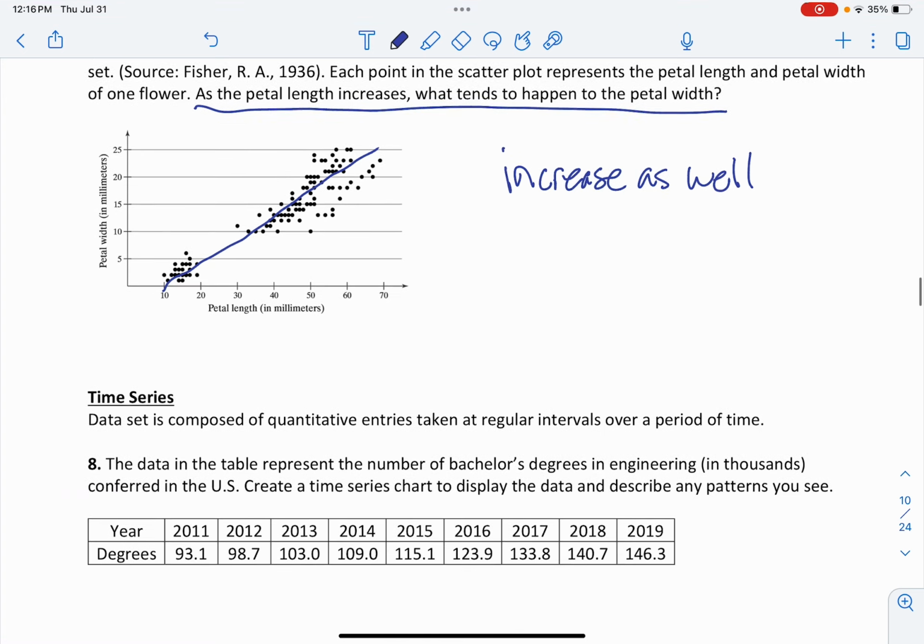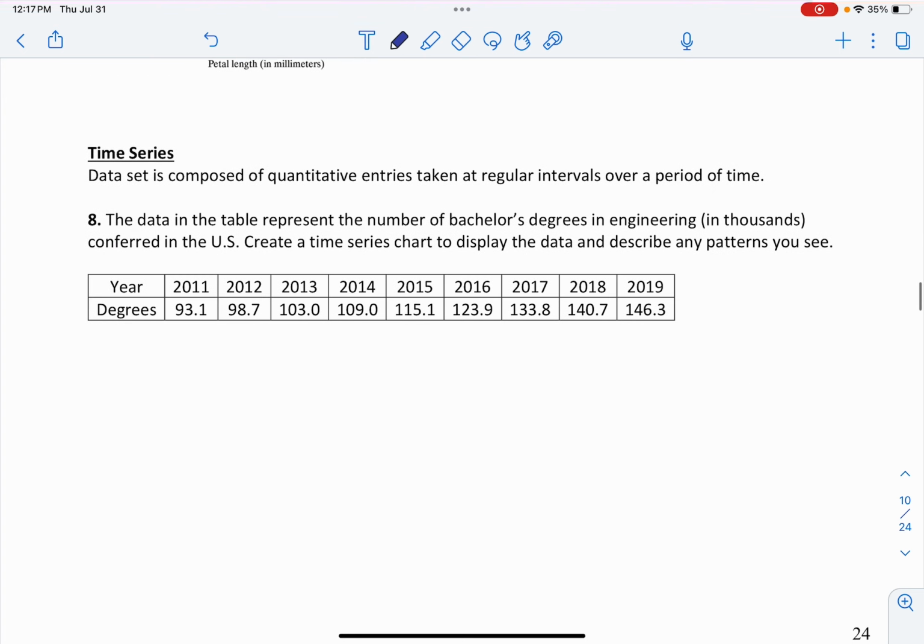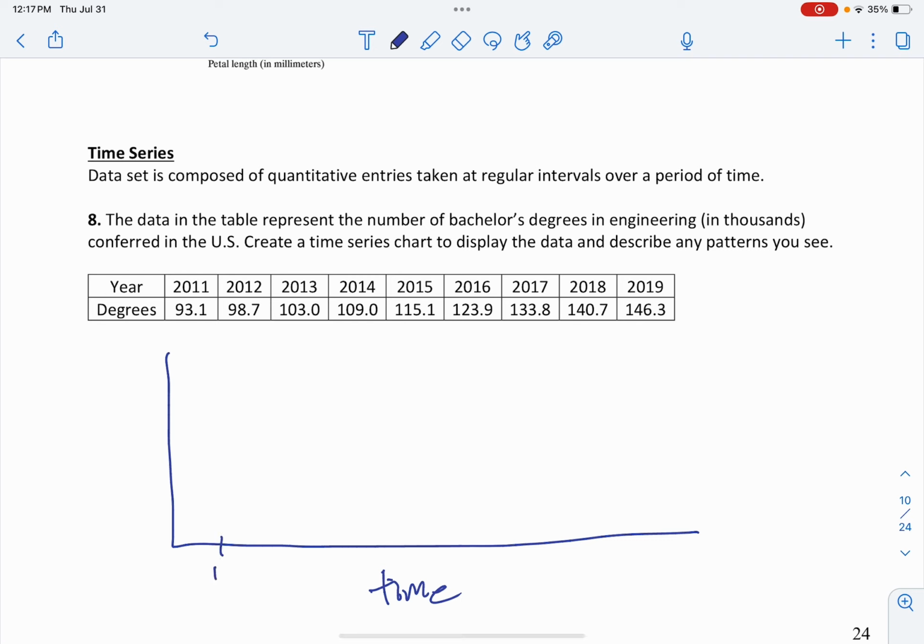One more type is called a time series. A time series is basically, again, quantitative entries where we have time versus some sort of measurement. When you graph these out, you're always going to have time on your x-axis. In this case, we have years: 2011, 12. I'm not putting the 2000s, I'm just putting the last two numbers.